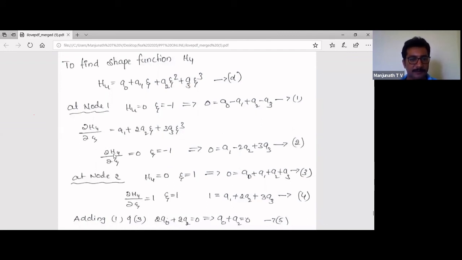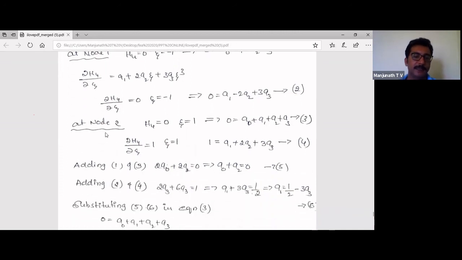In this equation, if you substitute the values of dou h by dou zeta and zeta, we get equations like this. That will be equal to 0, which is equal to a1 minus 2a2 plus 3a3. That gives equation number 2. Similarly, at node number 2, we take the value of h4 and the zeta value. If you substitute in the polynomial equation, you get equation number 3 like this. And again, the dou h by dou zeta value and the zeta value at node number 2, we have got 1 and 1.